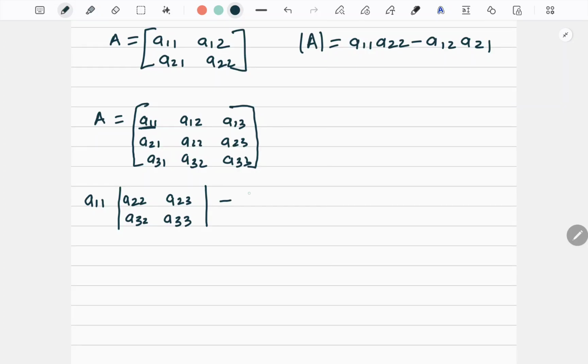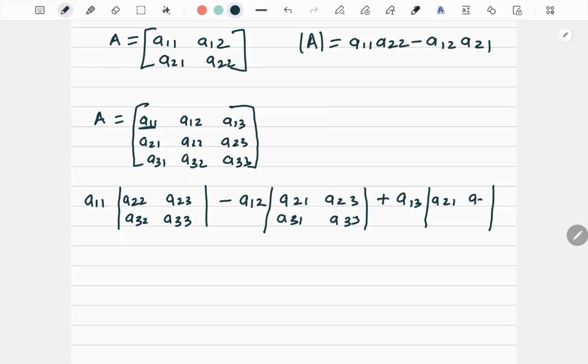The second term always has a negative sign. So a12 with a negative sign, and now if I hide the first row and second column, what is visible? a21, a23, a31, a33. This gives me the determinant value. Then plus a13. What is left now, after hiding the first row and third column? a21, a22, a31, a32. Correct? This will give me the determinant value. So this is how we solve the determinant.